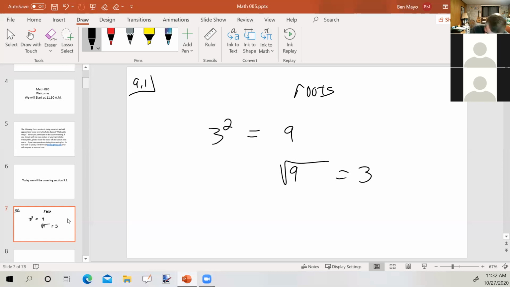Likewise, if we take 2 and we cube it, we get 8. If we take the cube root of 8, we say, what was it before we cubed it? We get back to 2.